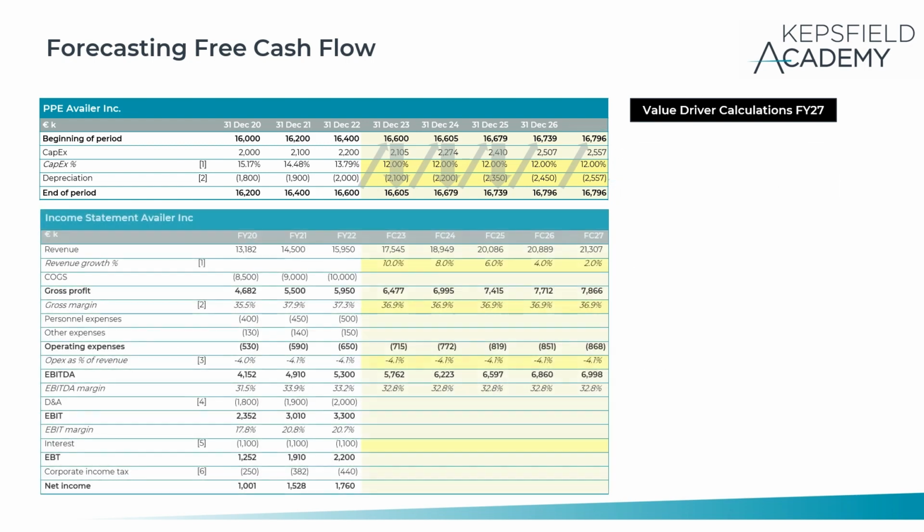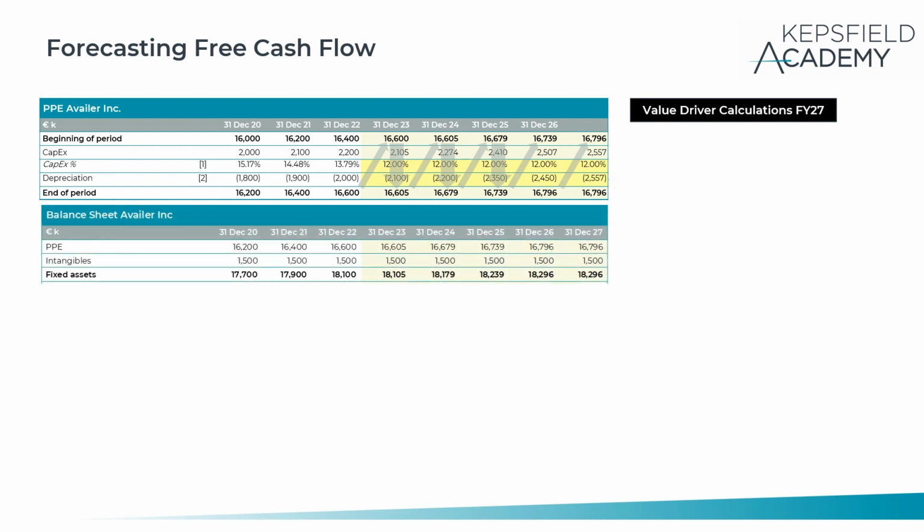The depreciation we projected in the corkscrew flows into the income statement on the line Depreciation and Amortization. The property, plant, and equipment balances that we calculated in our corkscrew flow into our balance sheet projections.